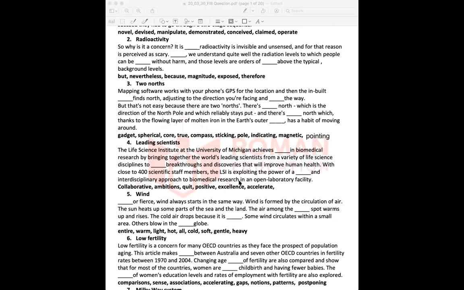Now I'll go back to this question I skipped here. And let's see what could be the answer for this one. Achieves in biomedical research. And that would be excellence. Achieve excellence. Why? First, it's a collocation. And second, by now I know all these people are working together to do something to improve human health. So that means they want to achieve something better. That would be excellence. Okay, that's for number four.